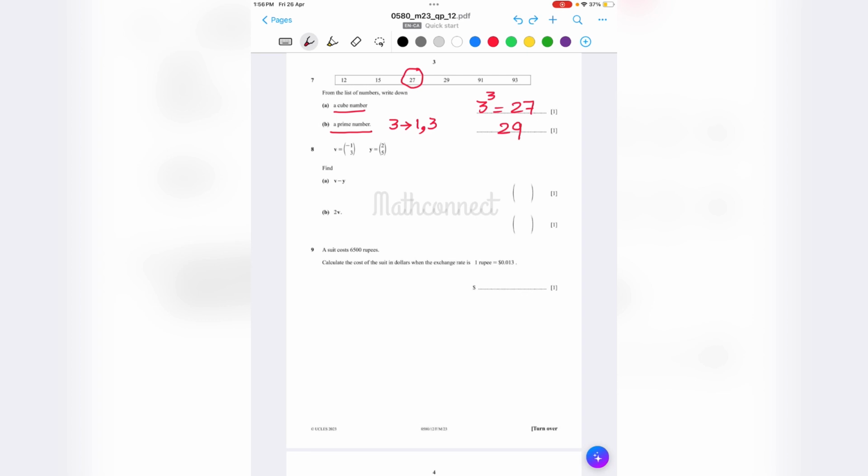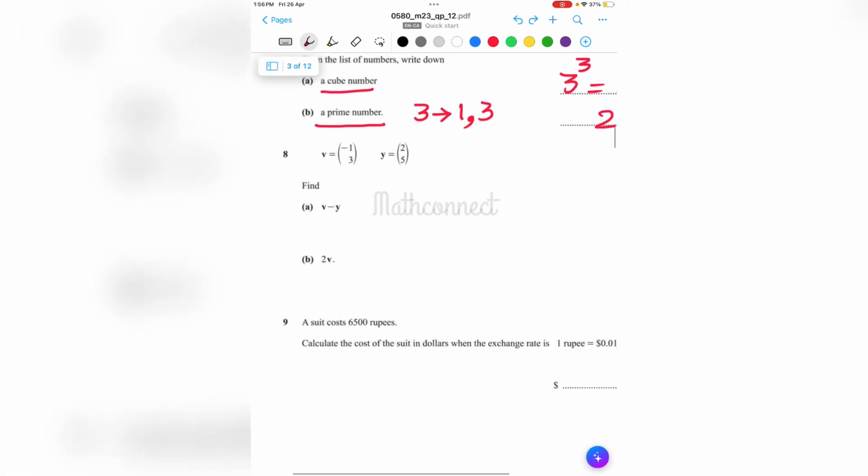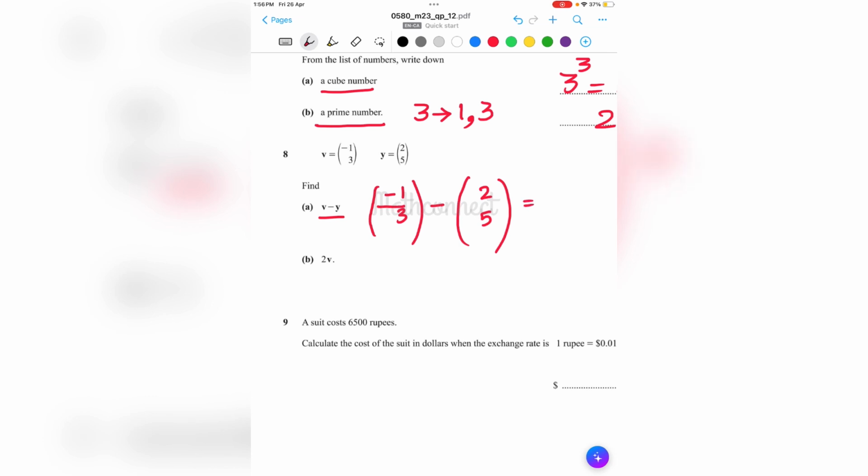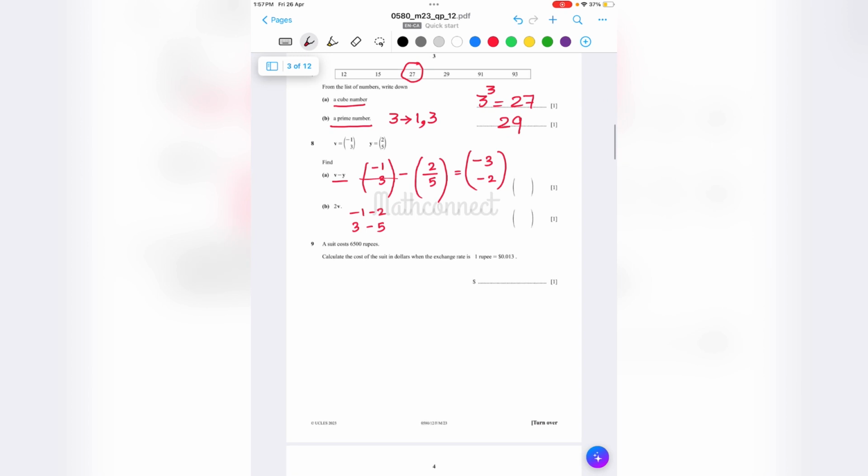So let's move on to question number 8, which is from vectors. So we have v and y given. We need to find what is v minus y. So to do that, I'm going to write down v, minus 1 and 3, subtracted with y, which is 2, 5. So first we will do this, minus 1 subtracted with 2. So we know minus 1 minus 2 is going to be minus 3, and 3 minus 5 is going to be minus 2. So this is your answer. So we can fill it up, minus 3, minus 2.